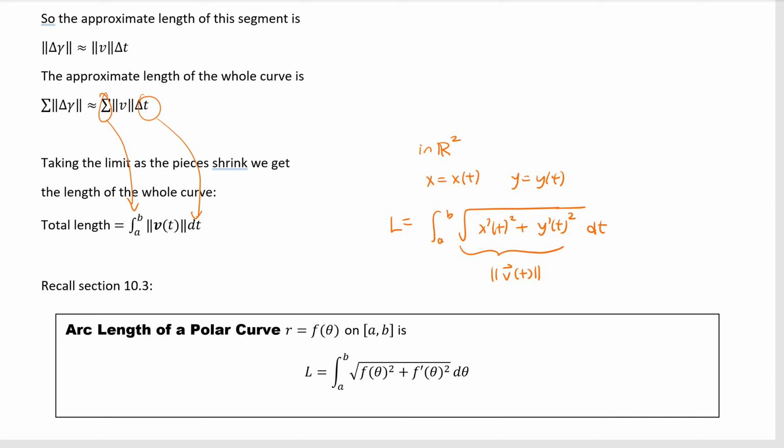And then for a polar curve, this is the outline for a polar curve. We have r equals f of theta, so we have the square root of f of theta squared plus f prime of theta squared.